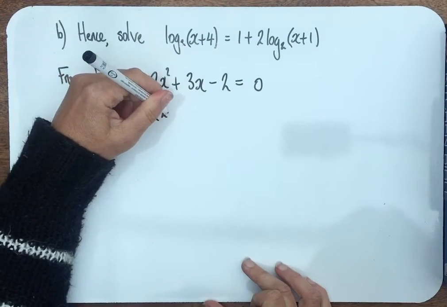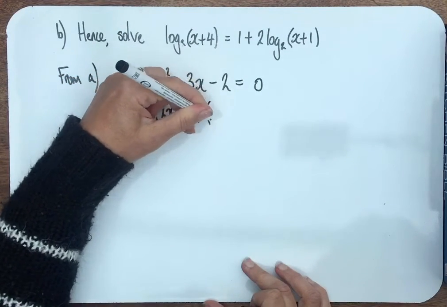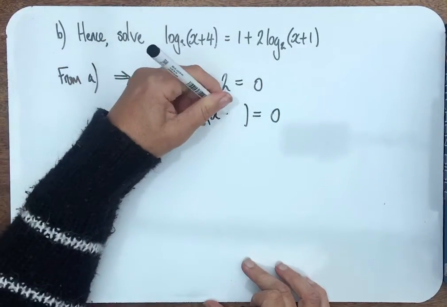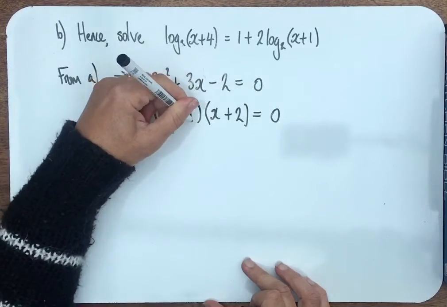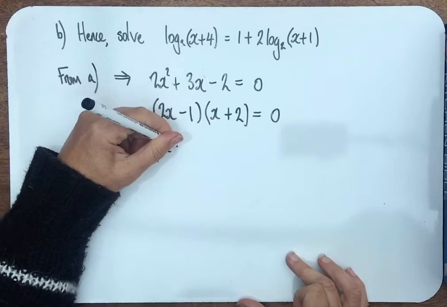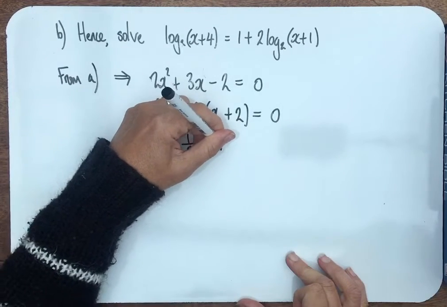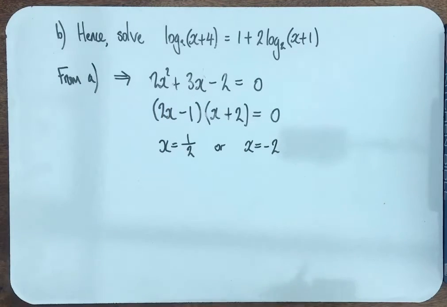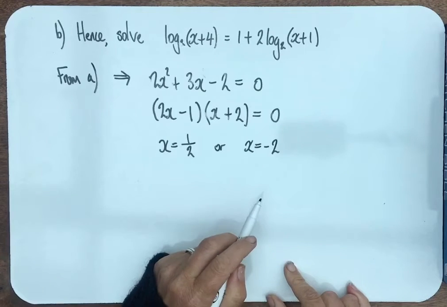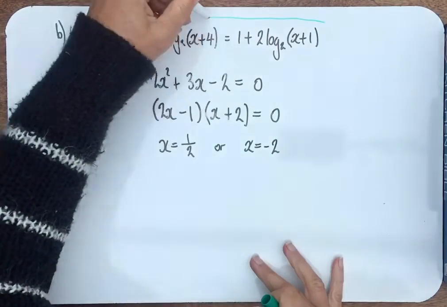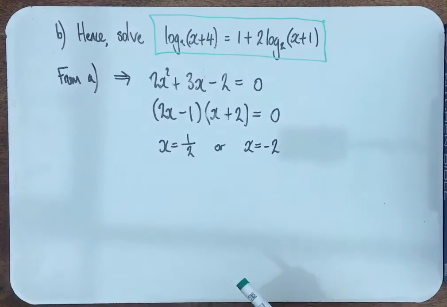Factorising that, you can use your calculator to solve this. I just don't have mine on me. So it's going to be plus 2, minus 1, which gives us x equals a half, or x equals negative 2. The only thing you need to be careful of, this is a really minor point, is that these are solutions to your original equation.